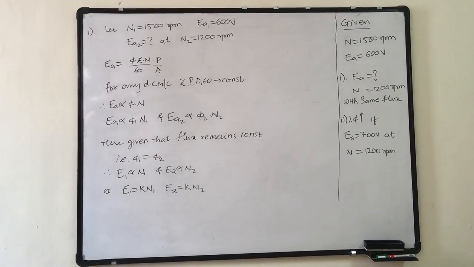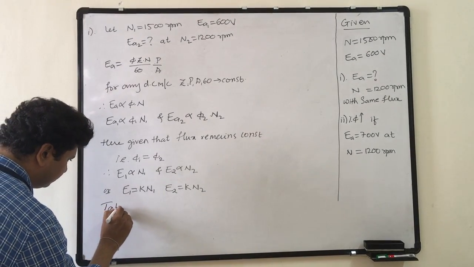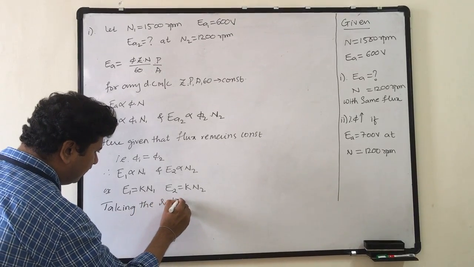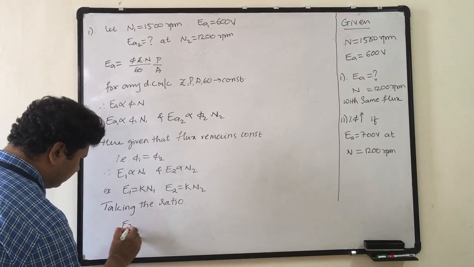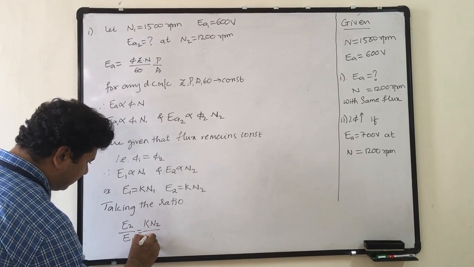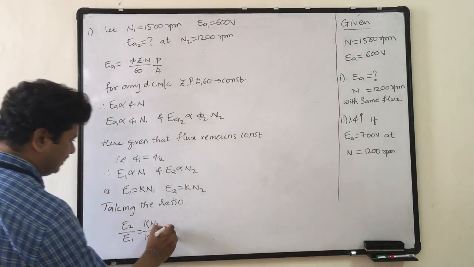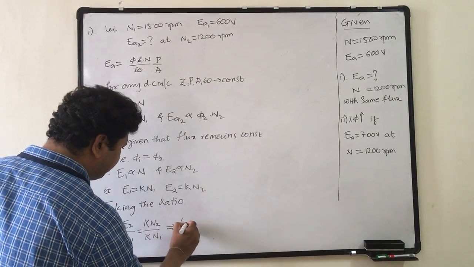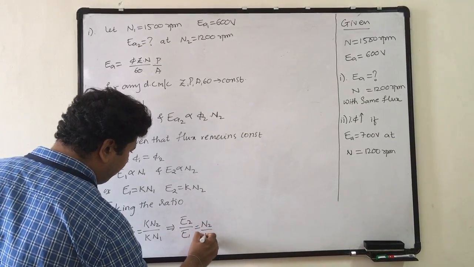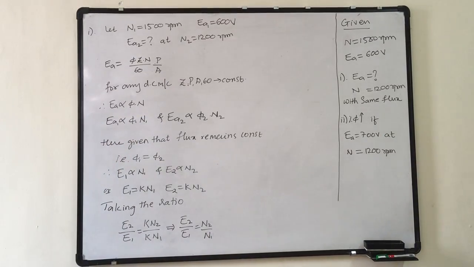Now, taking the ratio, E2 by E1 is equal to K N2 by K N1. K will cancel, so E2 by E1 is equal to N2 by N1. And please note, it is not the transformation ratio of the transformer. It has got nothing to do with E2 by E1 equal to N2 by N1 of a transformer.